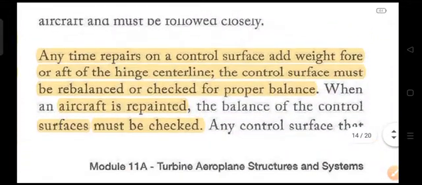Over here we can see that any time repairs of a control surface add weight forward and aft of the hinge center line, and the control surface must be rebalanced and checked for proper balance. Whenever you do some repair, either it will increase the weight or decrease the weight, so you require a proper CG calculation and weight and balance. When the aircraft is repainted, you also require this, because if you strip the old paint, that will reduce the weight. If you apply a new coat twice or thrice, that will increase the weight of the aircraft. So after painting, you require balancing to be done.